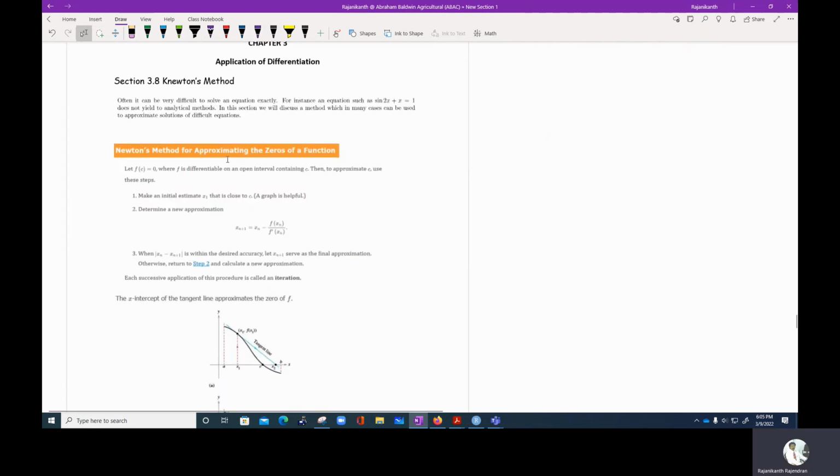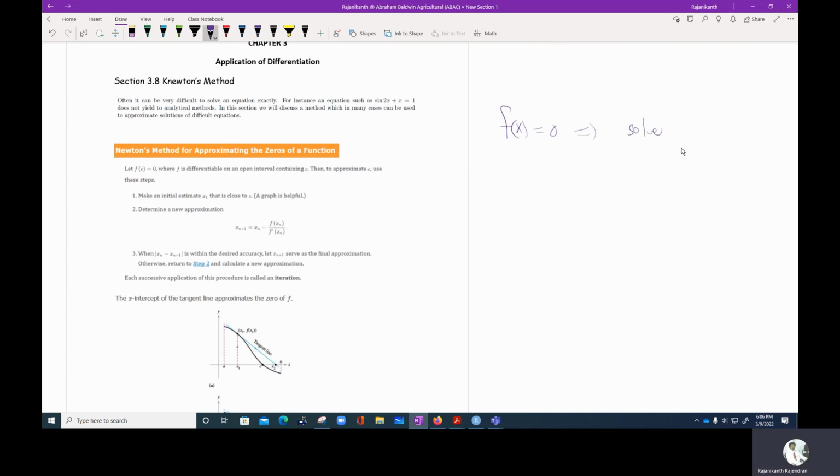Now let's move on to the last section today. This is about, again, the application of differentiation using Newton's method. Okay, so Newton's method says, suppose you want to solve the equation f(x) is 0. Solve means what? You have to find the possible x values, right?